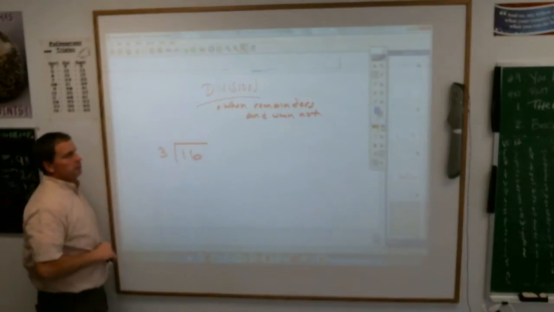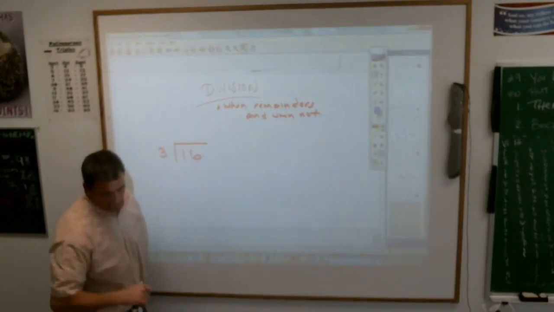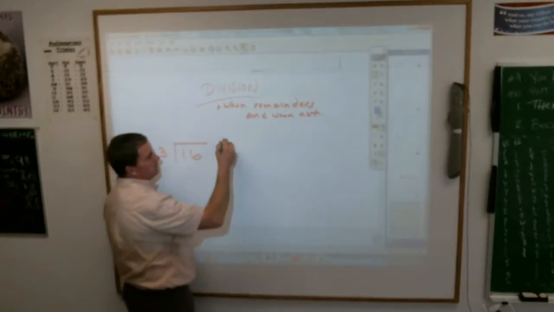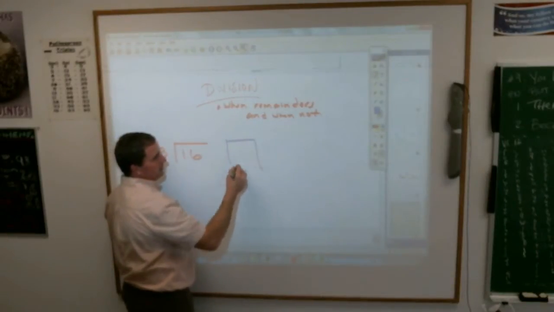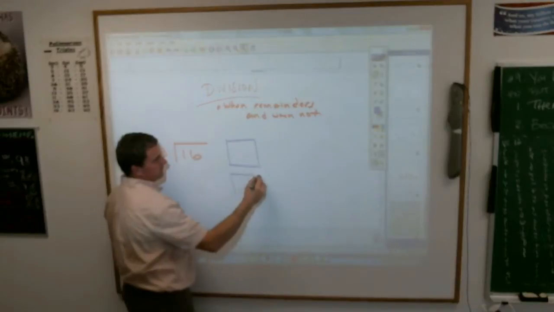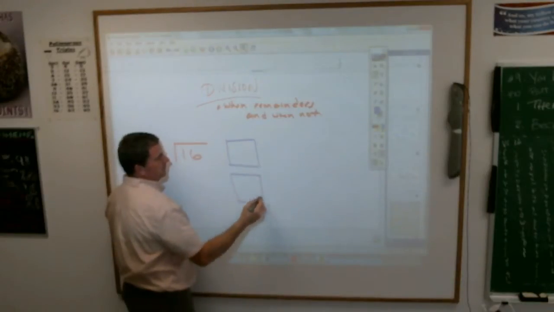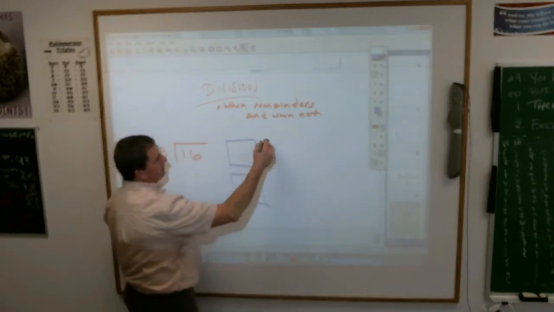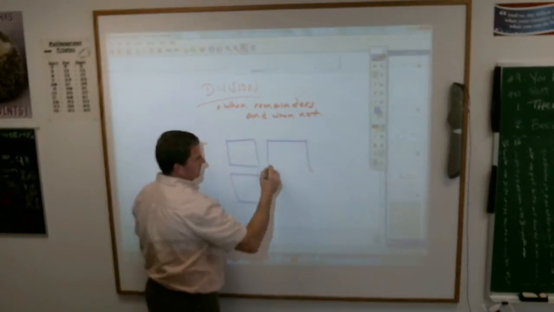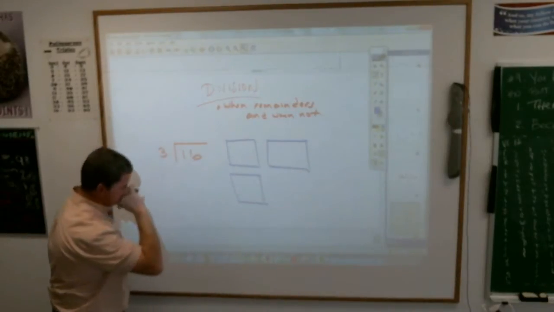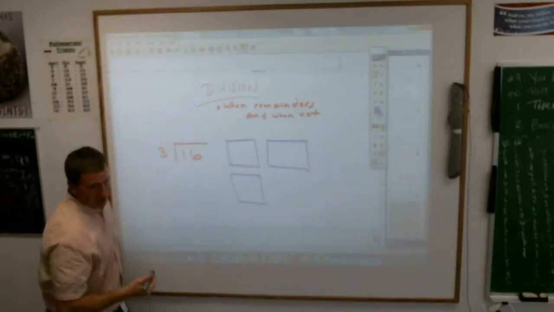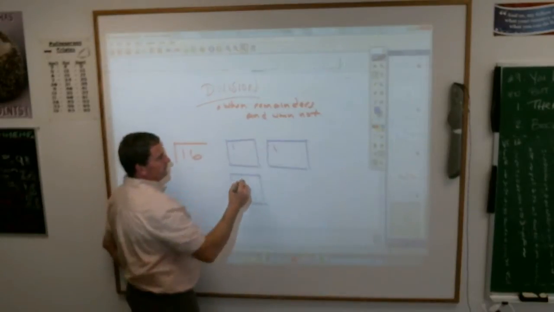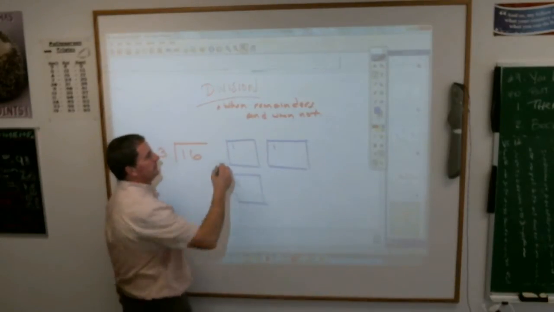If you're taking 16 and putting it into 3 groups, you could do this. I'm going to make my groups of 3. If you had 16 cookies and 3 friends, here's probably what you would do. Let's say your 3 friends are all squares. You would take a cookie and do this. 1 for you, 1 for you, 1 for you. Well, there's 3 of them, right?